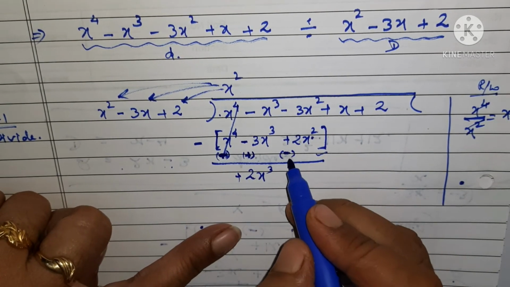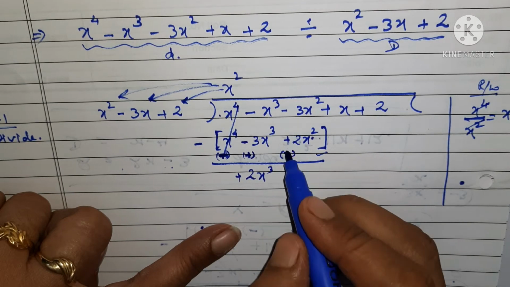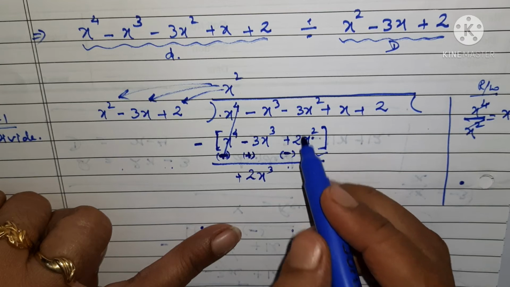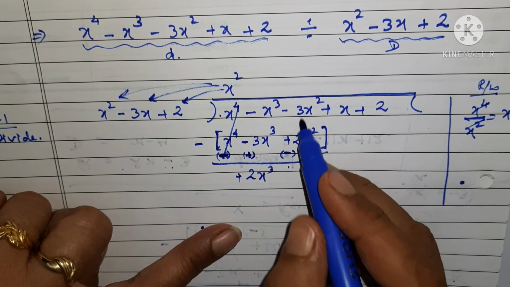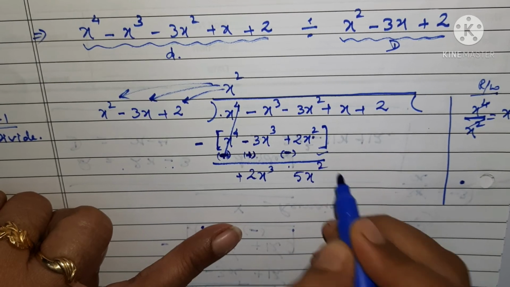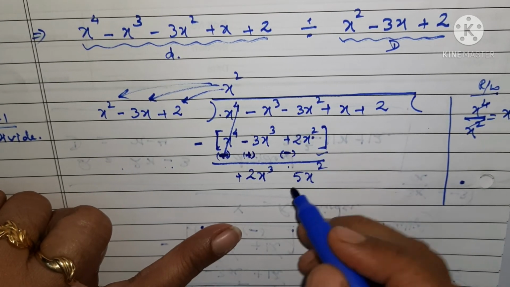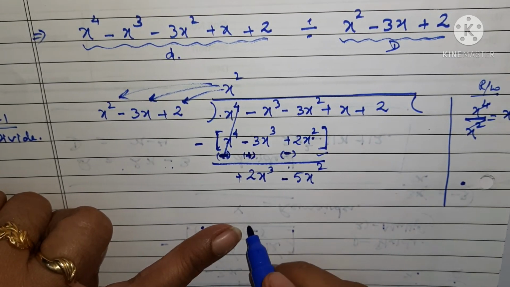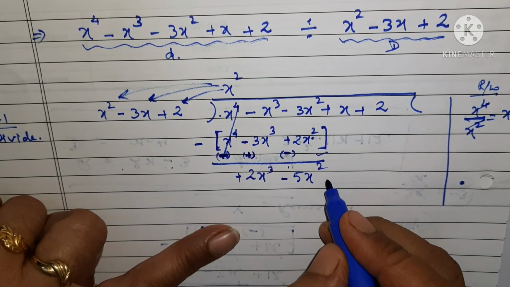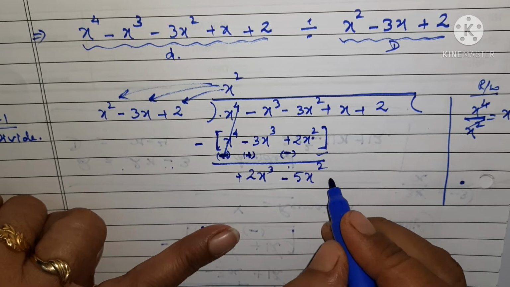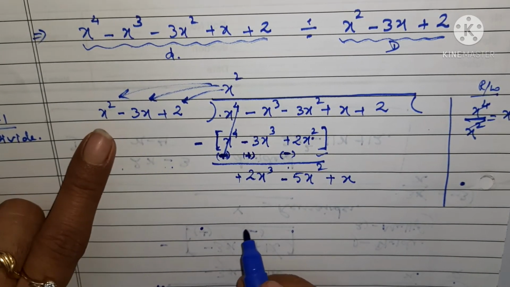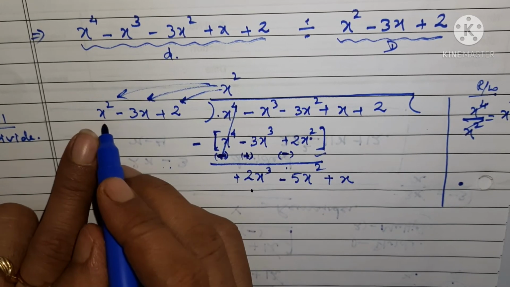Now, you can see this is minus and this is minus. It means both the signs are same. When same signs are there, the numbers are added. It means we have to add these two. You will get 5x square, but the sign of the bigger number, that is minus. Understood? Okay, now let us write down this expression. It is going to give you plus x.